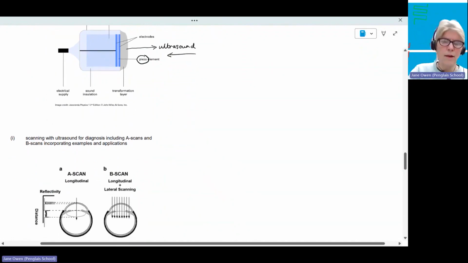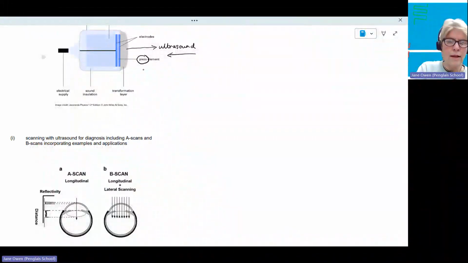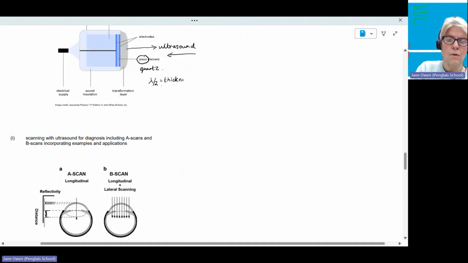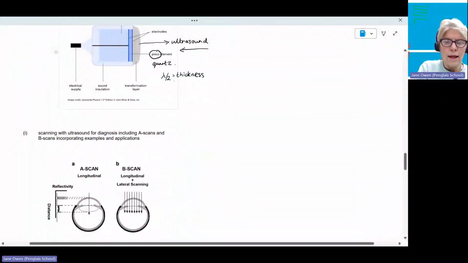And this creates the ideal crystal here, which is quartz, is what is used. The ideal thickness is a wavelength over 2 of the ultrasound that you want going into the body. And there is an acoustic window that will allow the sound through this layer so that it can go into the body.